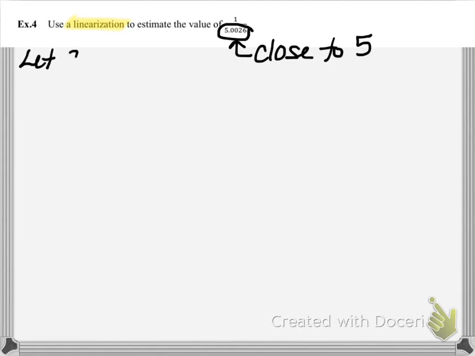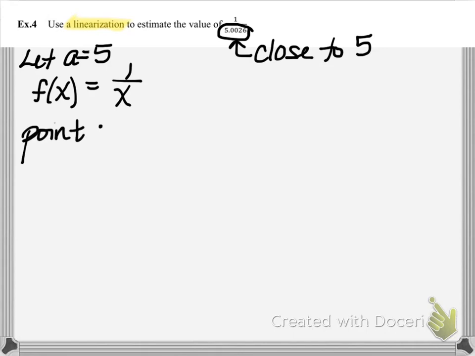So this is telling us that we're going to let a equals 5. My 5s are looking bad today, sorry. There we are. And because we're looking for the value of 1 divided by 5.0026, then we're going to let our function be 1 divided by that ugly number, 1 divided by x in this case. So we're trying to write the equation for the tangent line to the function 1 over x at a equals 5. So we need to start with a point.